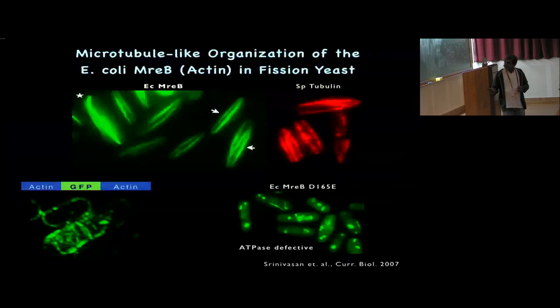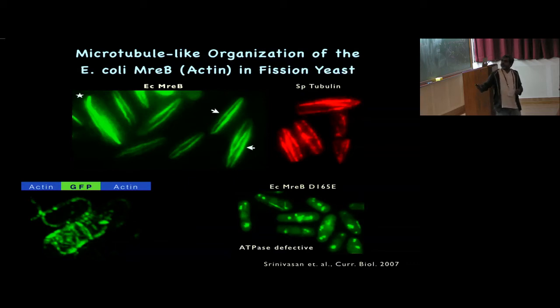So what we did almost 10 years back when we expressed these in yeast cells, the MreB actin here with the GFP fusion. Of course, these rods turn out to be an artifact of the GFP fusion, which I'll tell you later. But it was interesting to see that in the rod-shaped cells, they organize into the long axis as they're forming these filaments. And this looked very similar to the yeast tubulin. This is the tubulin of the yeast, and the first appearance looks very similar to them.